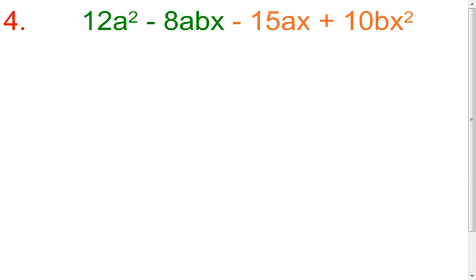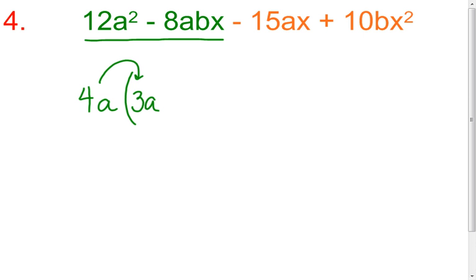Alright, another one here. I will take this. 12 and 8 are both divisible by 4. Each term does at least have an a in it, so I will do that. So 4a times 3a gives me 12a squared, and 4a times negative 2bx gives me negative 8abx.